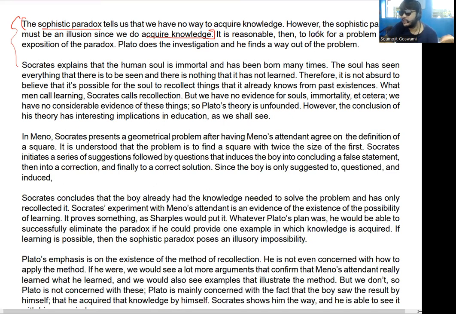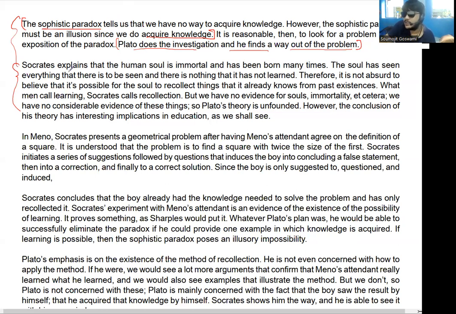It is reasonable then to look for a problem in the exposition of the paradox. Plato does the investigation and he finds a way out of the problem. So Plato finds a way out of the problem. What is the problem? The problem is that we have no way to acquire knowledge because of the sophistic paradox, right?